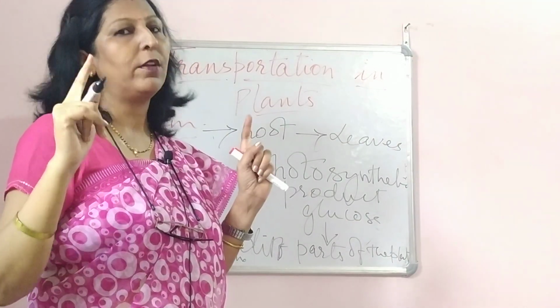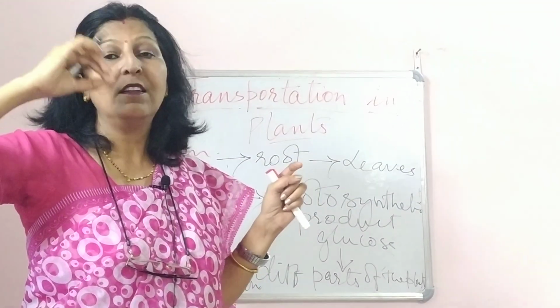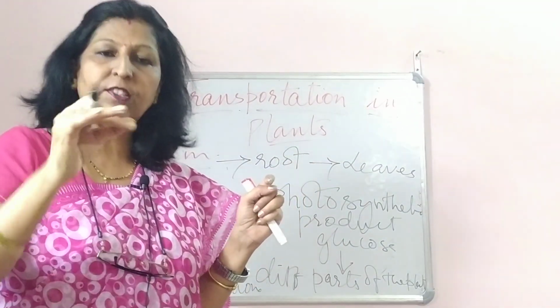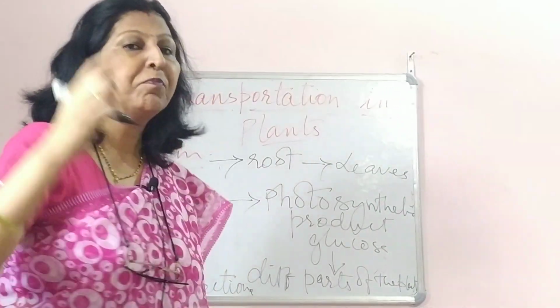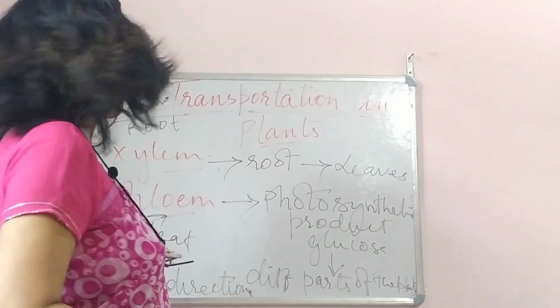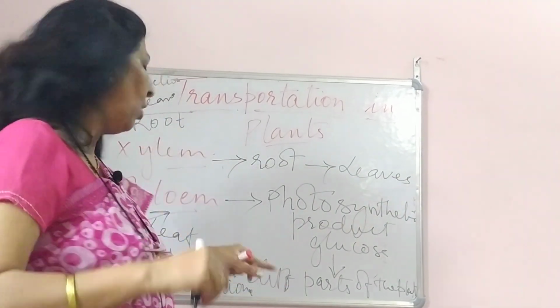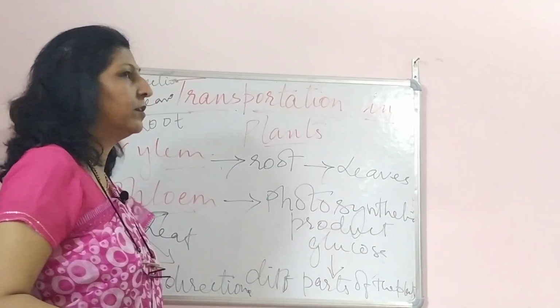So xylem is always unidirectional, from the root to the leaves, okay, and phloem, please listen to me children, so that you understand what I'm telling. Even if the writing somewhere is not clear, try and listen to what I'm saying. Unidirectional, multidirectional, okay: xylem is unidirectional flow, and for phloem it is multidirectional flow. So this is one of the things.